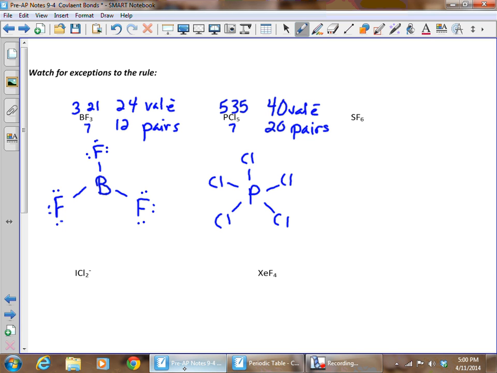We've used up 5 pairs of electrons, 6, 7, 8, 9, 10, 11, 12, 13, 14, 15, 16, 17, 18, 19, 20. We've used them up. Phosphorus is extra full, but that's what it said to do, so we're going to let it go. It's an exception to the rule. It's an expanded octet.